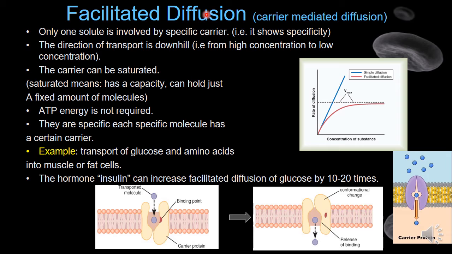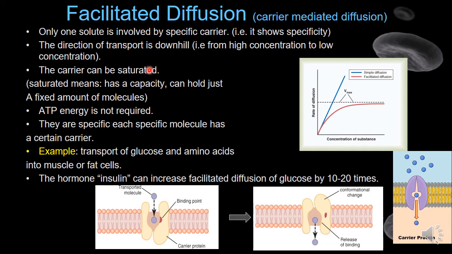Facilitated diffusion. It means diffusion which needs help, and the help is through a carrier. That's why this type is called carrier mediated diffusion. This carrier is found in the cell membrane, as you can see in this diagram. You can see the molecule attached to the carrier, and the carrier changes its shape, allowing it to release the substance to the other side of the cell membrane.